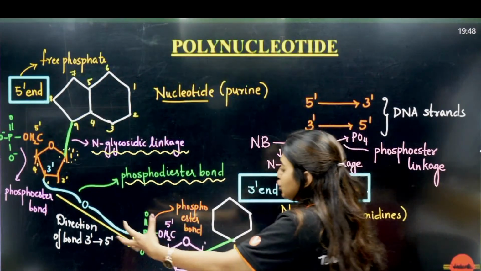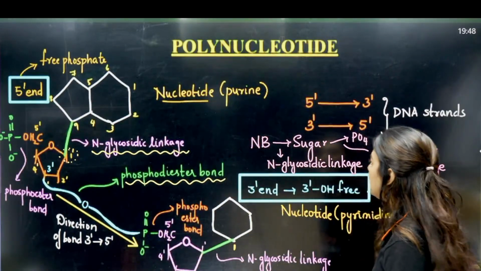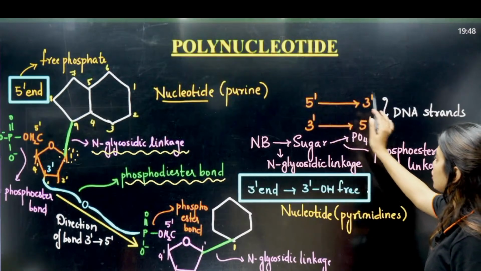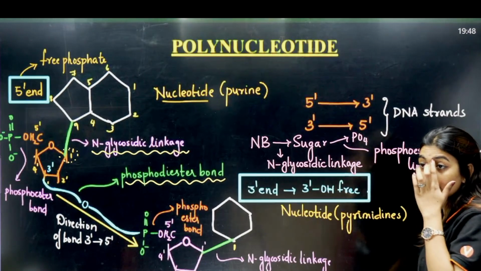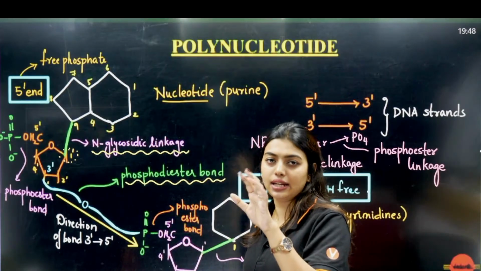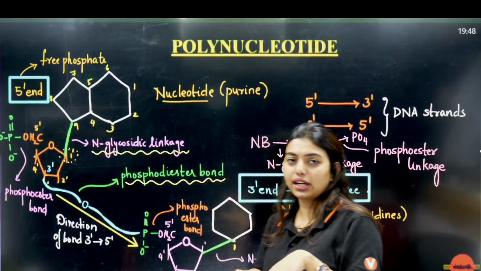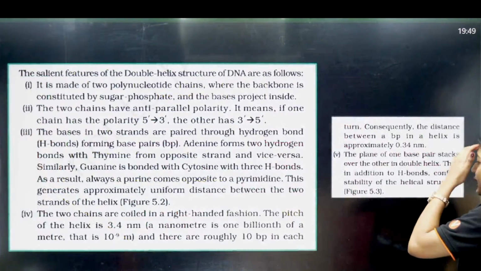Now, when two nucleotides have to bind together, they will bind with phosphodiester linkage. Okay, so 5 dash to 3 dash, 3 dash to 5 dash. So, that's why we say they are anti-parallel. They are not coming in the same polarity, right? It's not 5 dash, 5 dash. It is 5 dash to 3 dash, 3 dash to 5 dash. Is this clear? Linkage is clear?